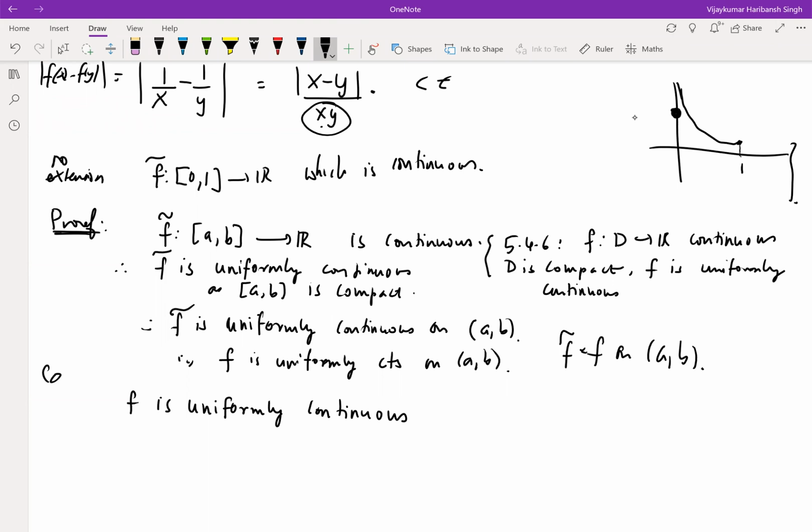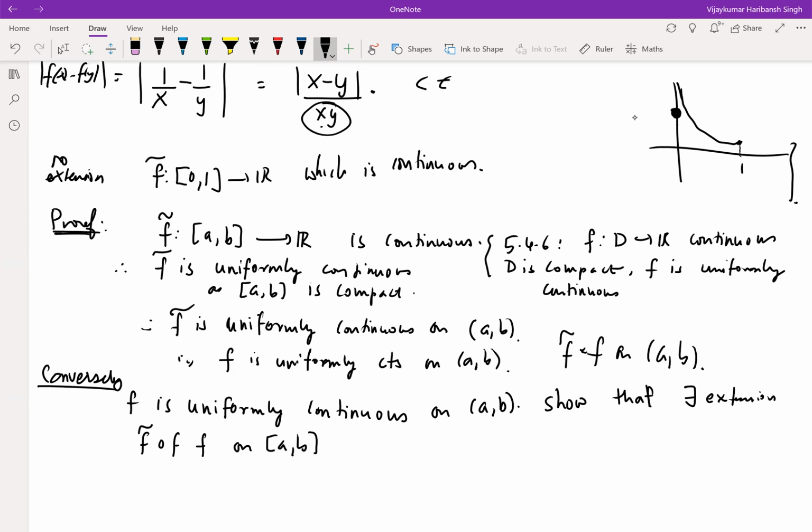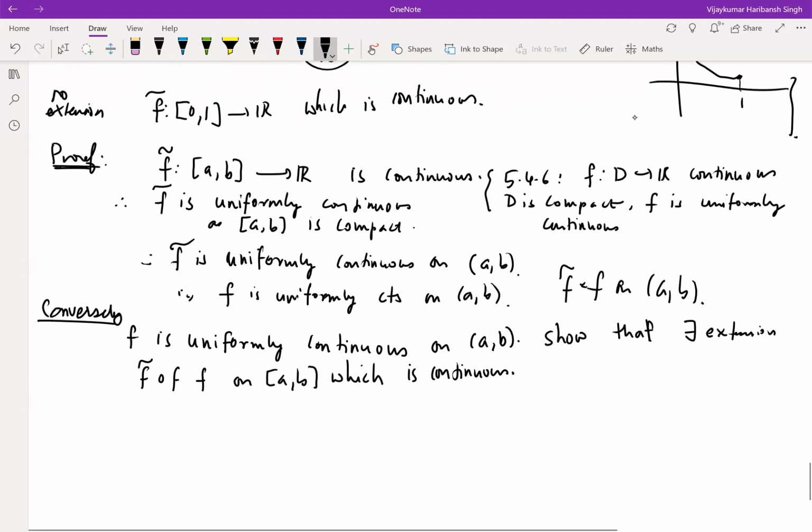So conversely, f is uniformly continuous on (A, B). Show that there exists an extension f tilde of f on [A, B], which is continuous. Okay, so how do we go about it?